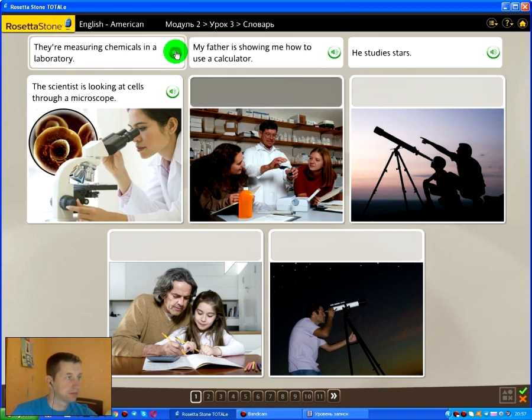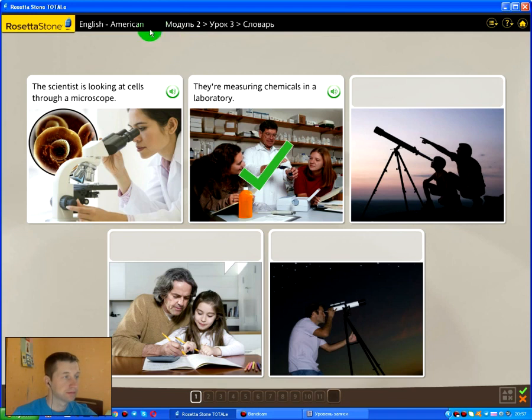They're measuring chemicals in a laboratory. Они измеряют химические соединения в лаборатории. They're measuring chemicals in a laboratory.